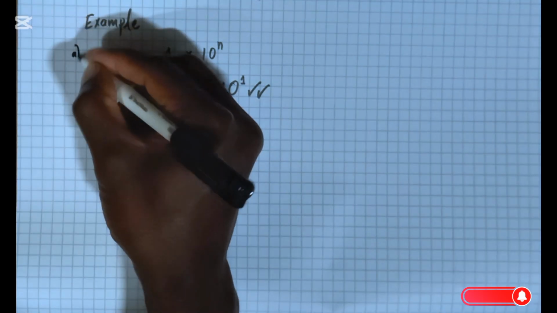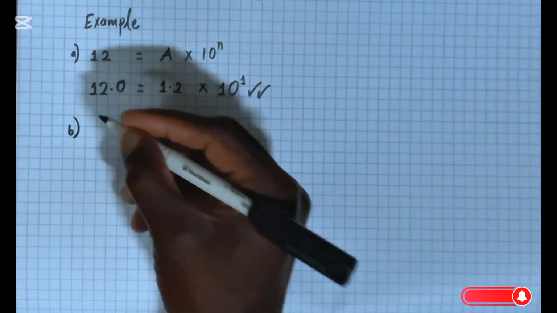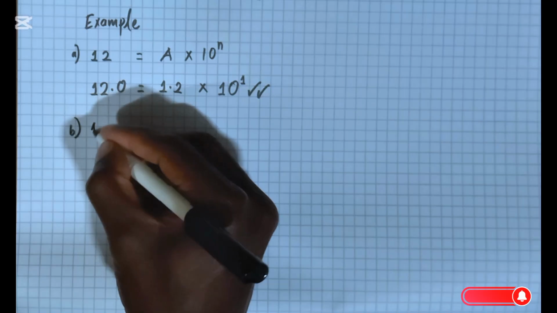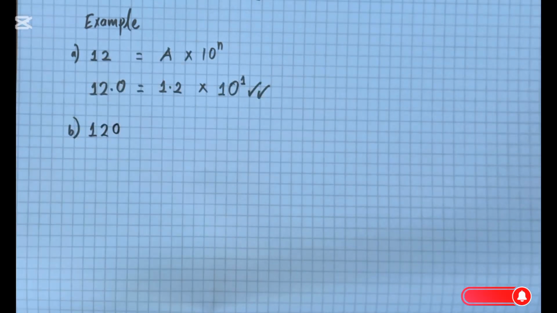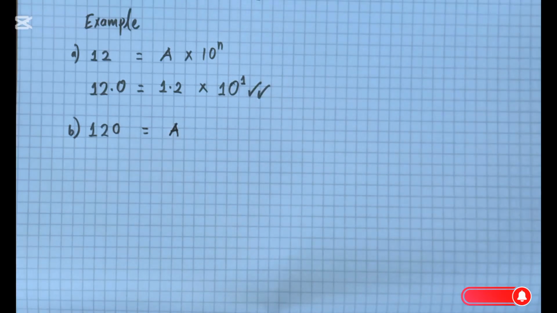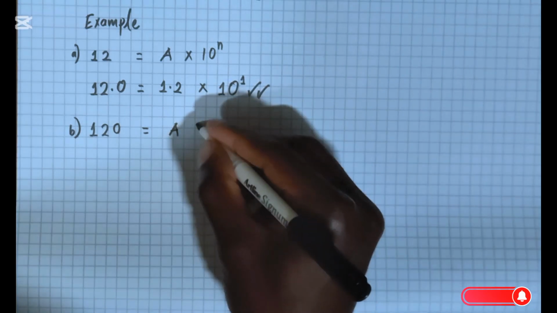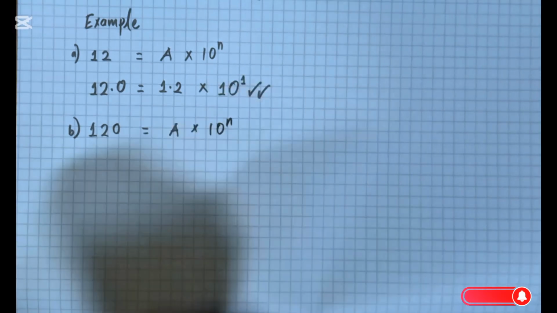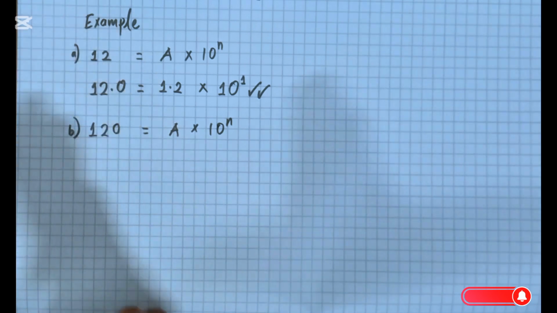Now for our second example, I'm going to pick the number 120. This is slightly bigger than 12. It's a number greater than 100. If we were to write this in the standard form, what are we looking at? We expect that it should take the form a times 10 raised to the power of n, and that a is supposed to be between 1 and 9.9 recurring.